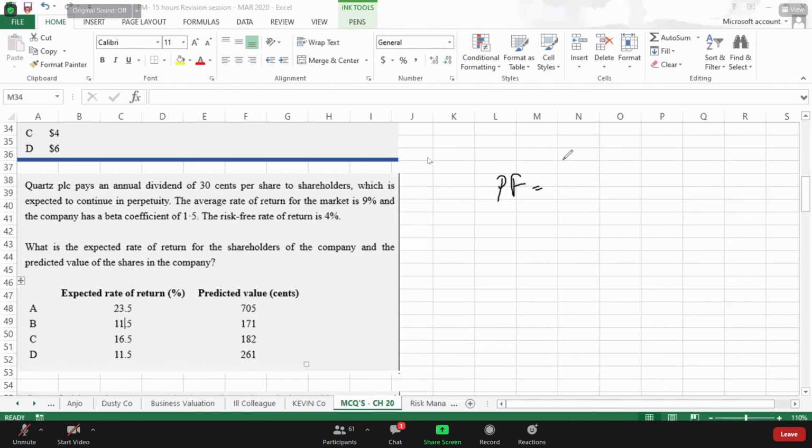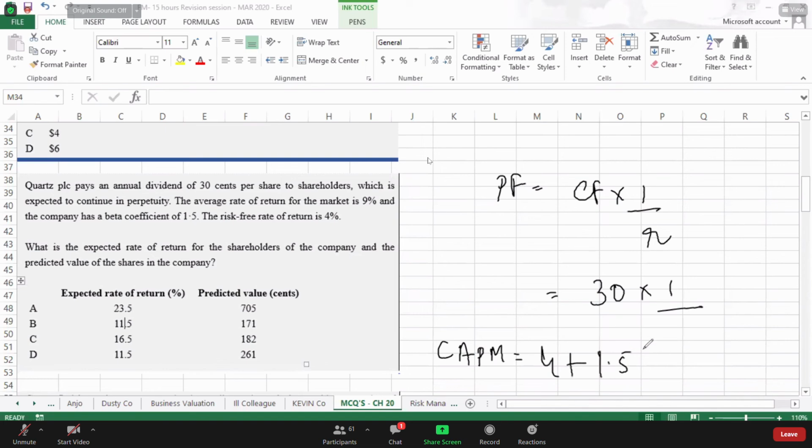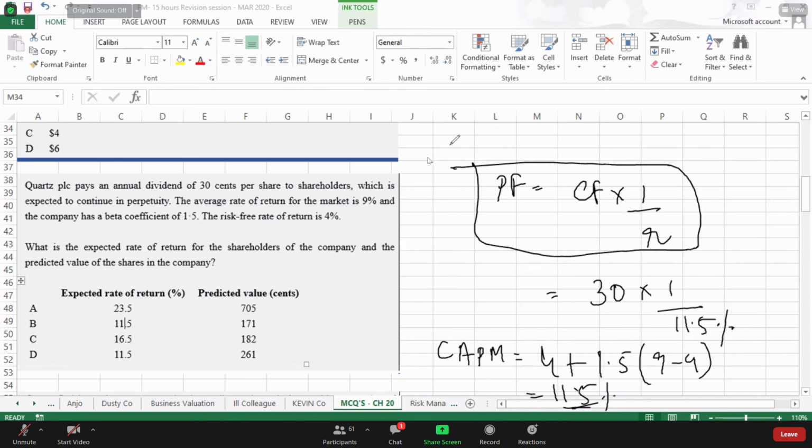Perpetuity factor is calculated how? Cash flow into 1 by R. Cash flow is 30 cents, into rate of return, which is how much? You calculated it using CAPM: RF plus beta into RM minus RF. You got 11.5%. So when you do this, you'll get the predicted value also, because this is how we calculate perpetuity factor.